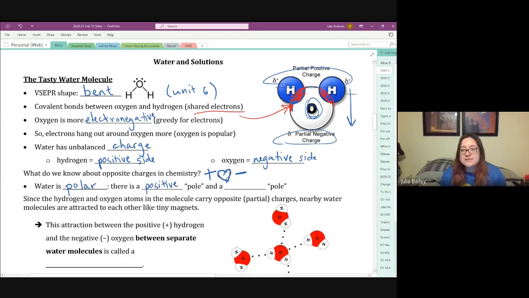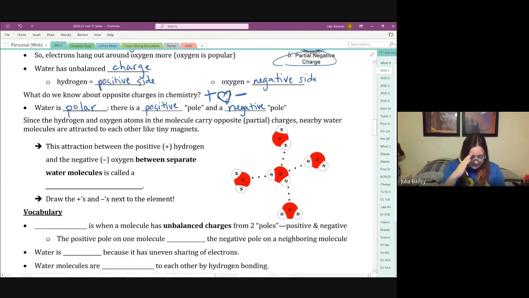Again, thinking about north and south poles on a magnet, it's the same idea, except instead of north and south, it turns out that we should be calling them positive and negative. But it's the same idea, your positive end and your negative end. Now, since the hydrogen and oxygen atoms in the molecule carry opposite partial charges, nearby water molecules are attracted to each other like tiny magnets. This attraction between the positive hydrogen and the negative oxygen from separate water molecules, we call hydrogen bonding.